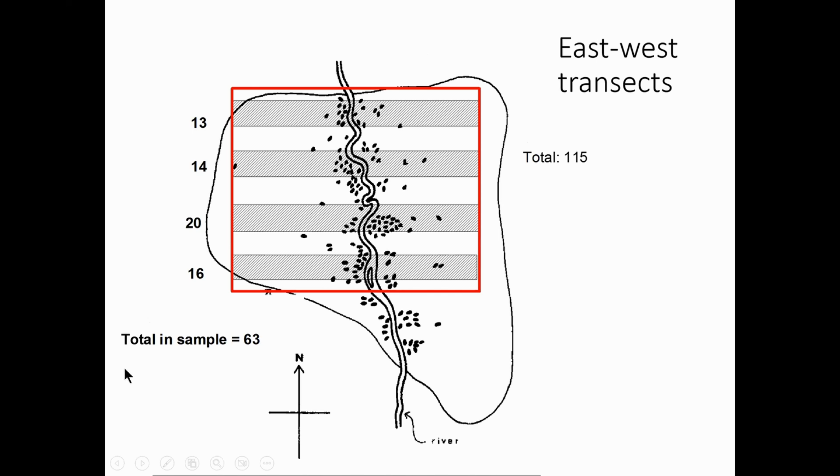Let's do it the other way. We cross the river at perpendicular. And here you see very different estimates. In our sample, we have 63. Assuming this is a 50% sample, we would estimate 126, and not 115. But our margin of error would be much smaller. We have counts of 13, 14, 20, and 16. And consequently, we would have a much smaller standard error, and we'd be able to be a lot more confident about our estimate.